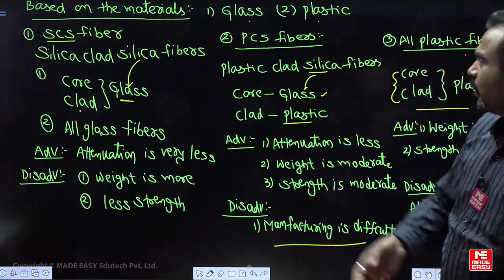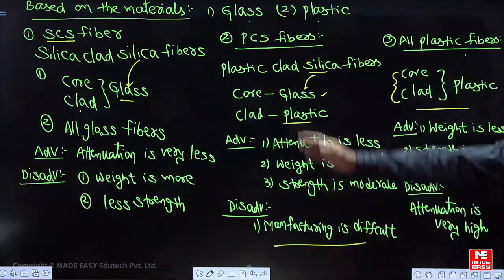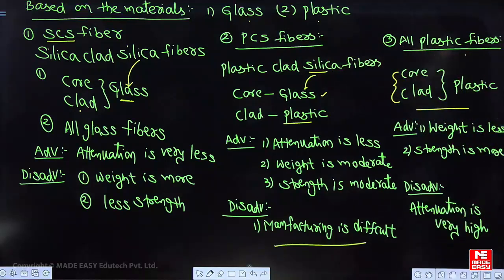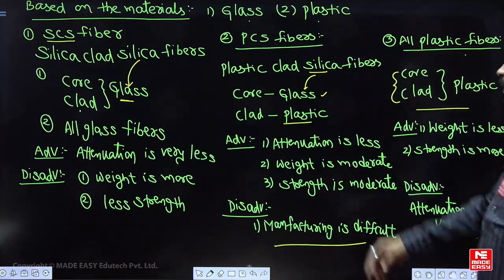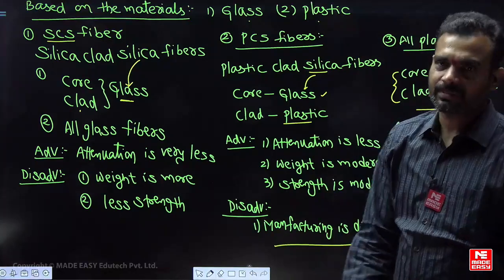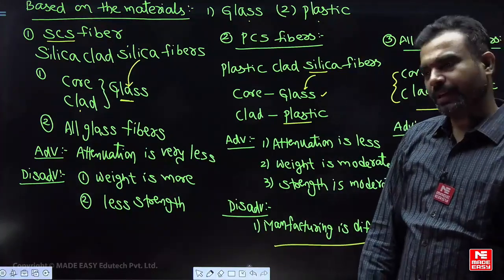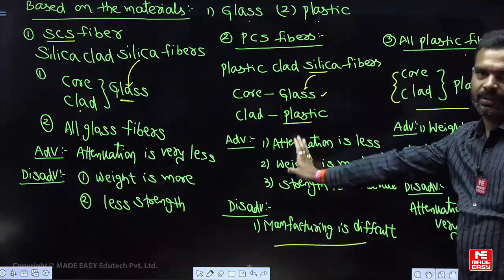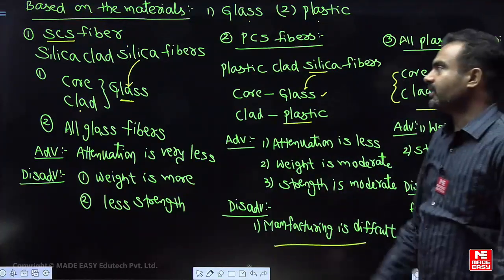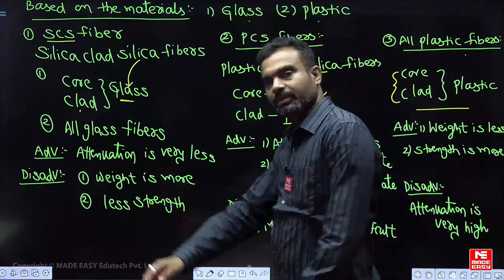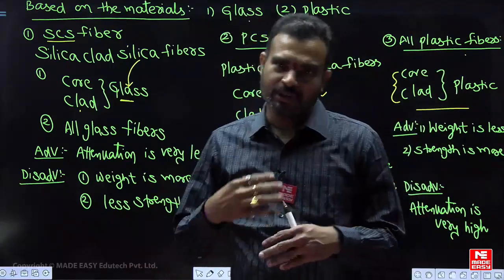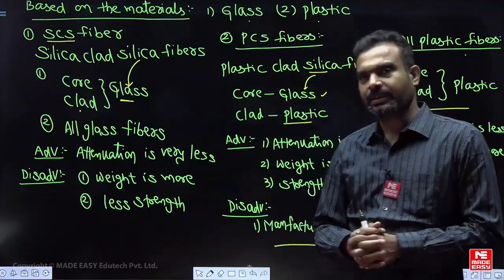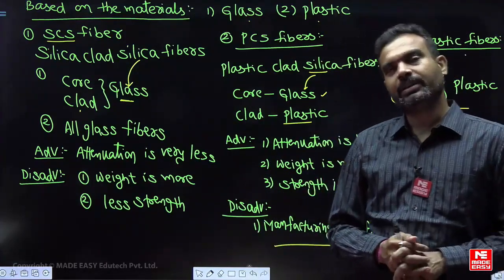So of the three types of fibers based on the materials, SCS fiber, PCS fiber and plastic fiber, you cannot use the PCS fiber at any cost. The reason is that manufacturing itself is difficult. Even though we manufacture it, we can't run it for a long range, right. So that's why you can't go for the PCS fiber. The only alternatives we have are SCS fiber and all plastic fibers. So based upon the application you select the fiber. Hope it's clear, right. Everybody in the class got this one.